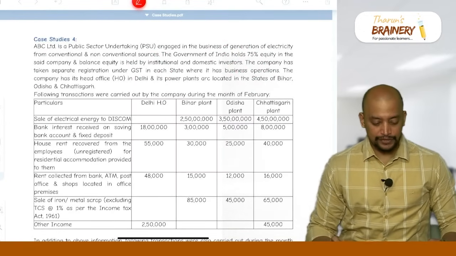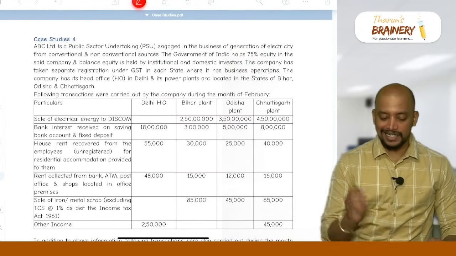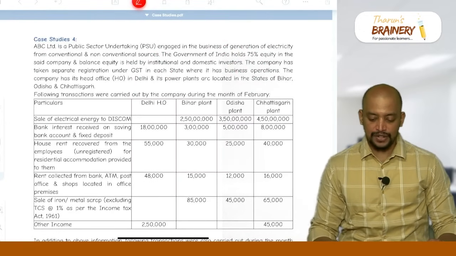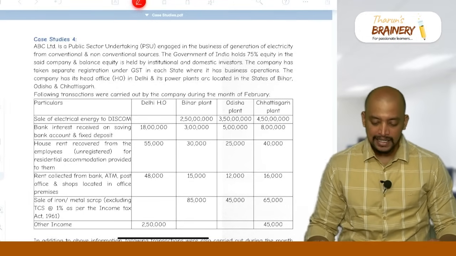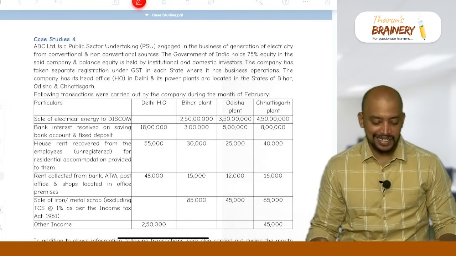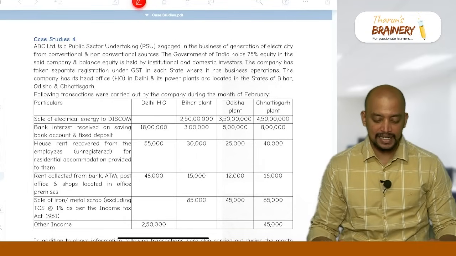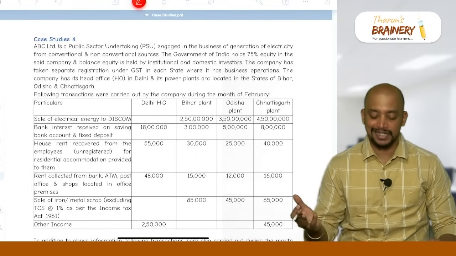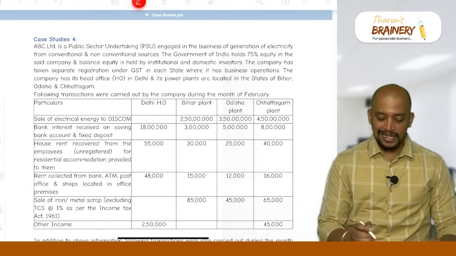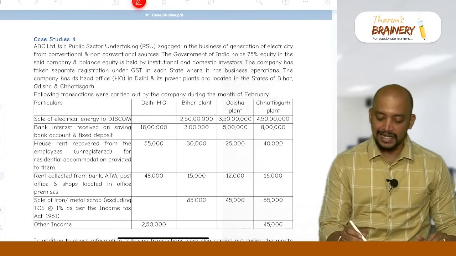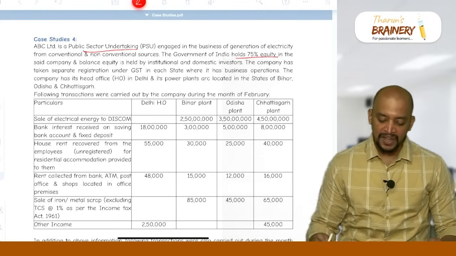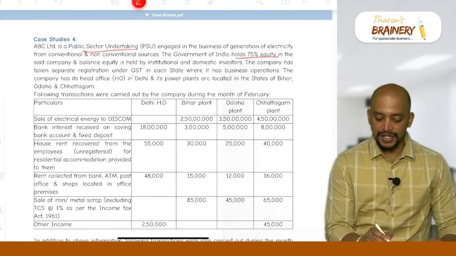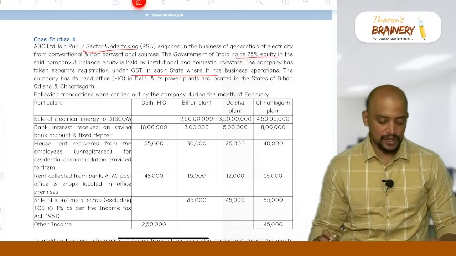Look into case scenario 4. ABC Limited is a public sector undertaking engaged in the business of generation of electricity from conventional and non-conventional sources. The Government of India holds 75% equity in the said company and the balance equity is held by institutional and domestic investors. So basically this is a government company because 75% equity is with the government, so it's a PSU. The company has taken separate registration in GST in each state where it has business operations.